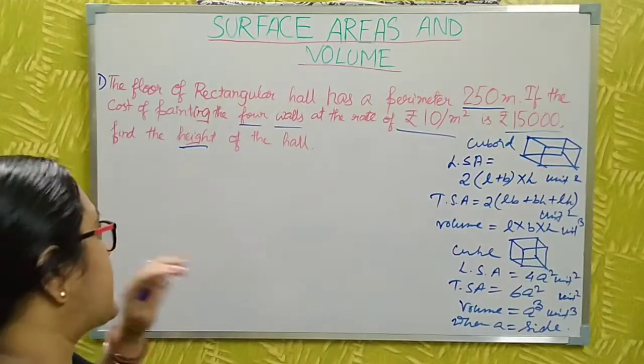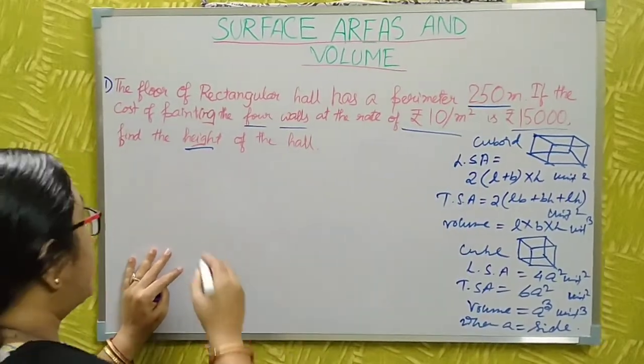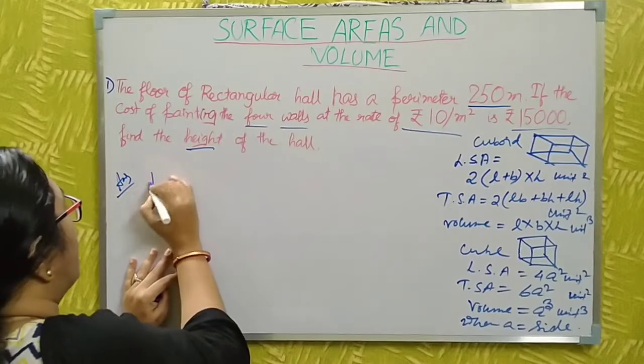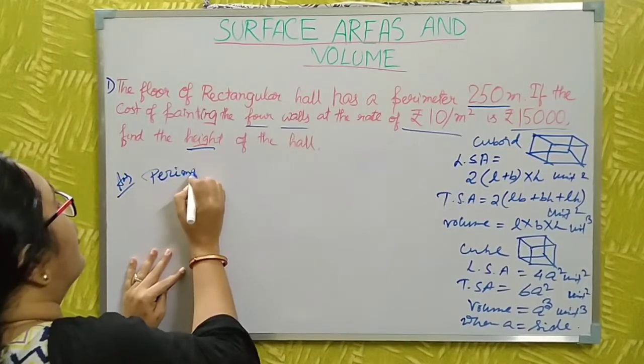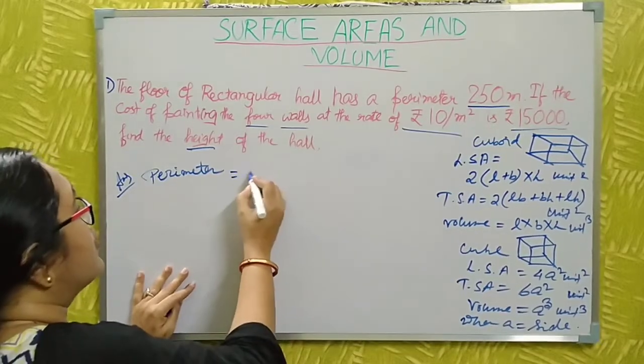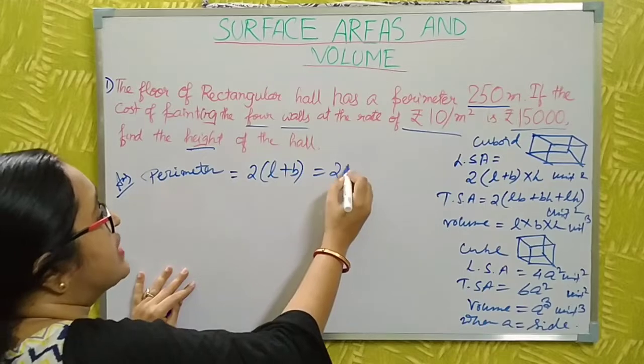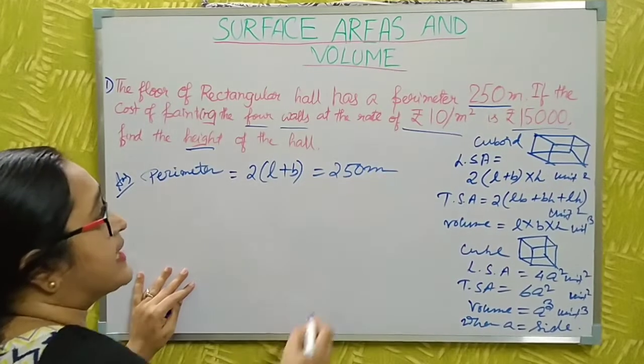Now I discuss this sum. The perimeter is given. The perimeter of the floor is 2 into (L plus B). This is 250 meters. This is the given data.